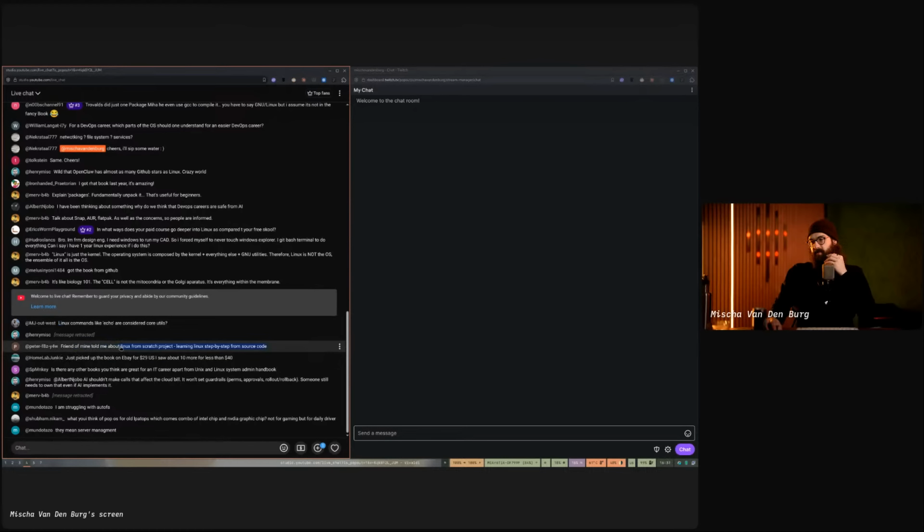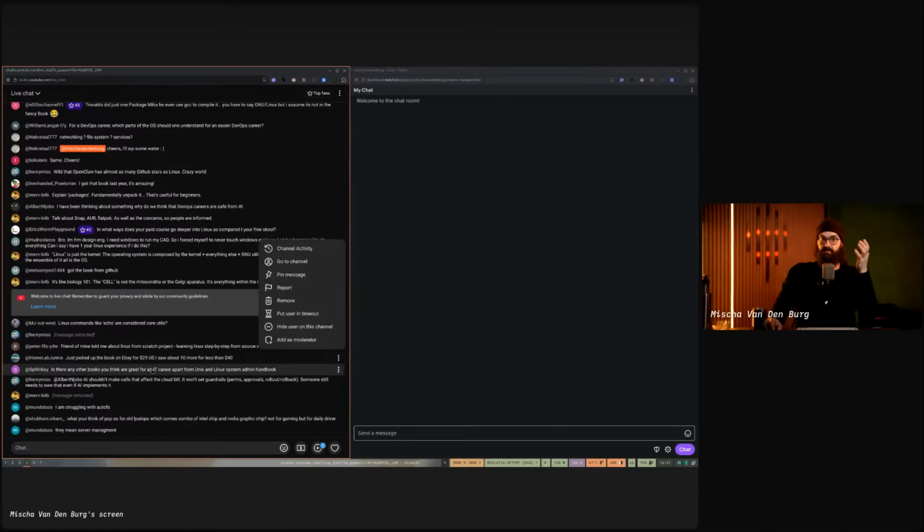A friend of mine told me about the Linux from Scratch project, learning step by step from the source code. Yeah, I haven't done Linux from Scratch myself. I've heard it's very time consuming to sit there and wait for everything to compile. So yeah, I've landed six-figure DevOps jobs and still do without having to do that process. However, if you want to go really deep, then yeah, this would be a very good project to do.